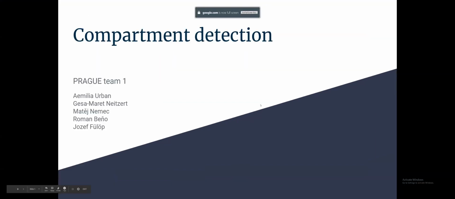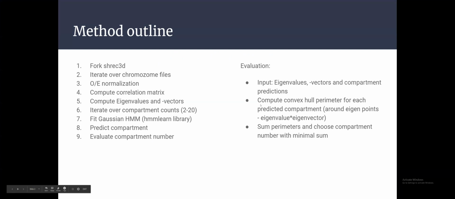Right. So I'm gonna go right into the methodology because we don't have much time. What we did, we took the pre-processing from Shrek 3D to generate the distance matrix with some minor alterations if something didn't work. Then we did the required normalizations. We computed our correlation and eigenvalues and eigenvectors.